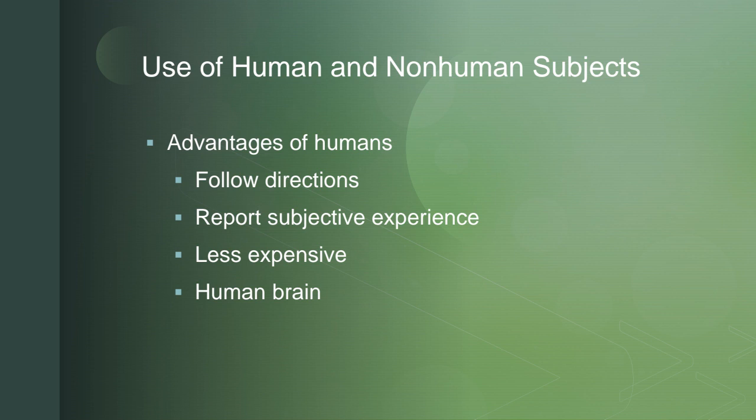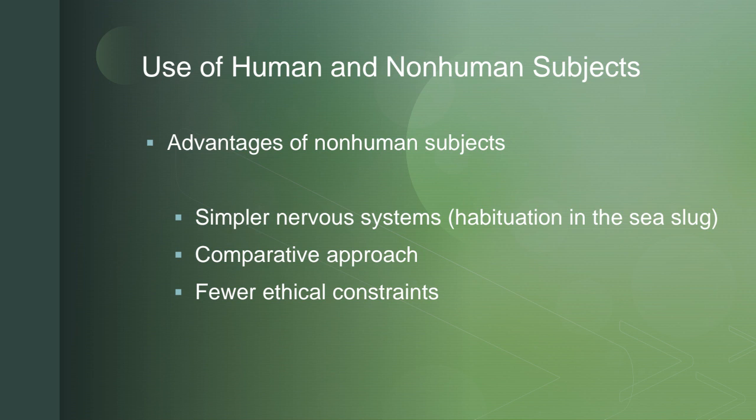They are less expensive in the sense that you don't have to house them, you don't have to care for them. They can come in, do their research study, and then go home and take care of themselves. So that's certainly a couple of the features, following directions and things like that. You don't have to spend extensive amounts of time training a human to do a simple research task. And also, of course, human subjects have a human brain, which is what we are ultimately interested in. And those are all definitely good features.